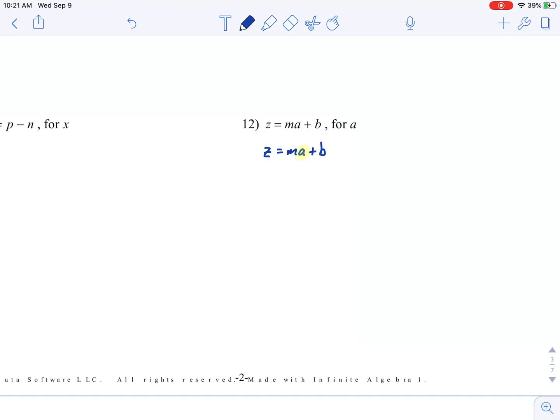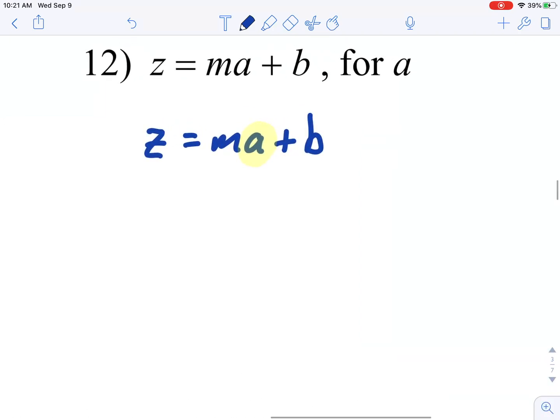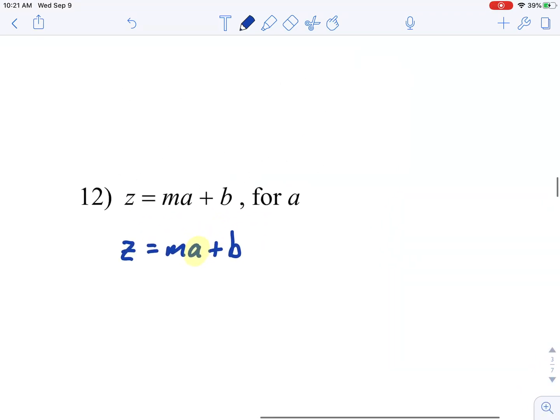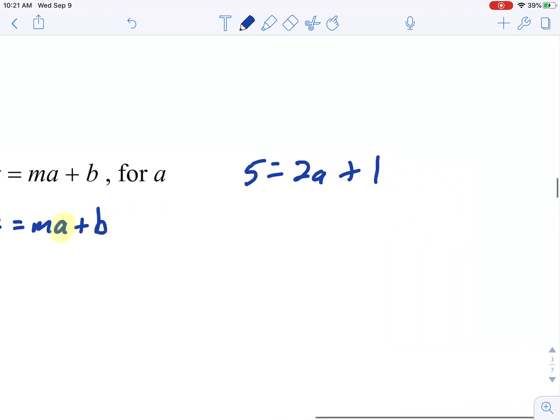Okay, so this one's going to take a couple of steps. If I want to isolate a, I'm going to need to cancel out the m, cancel out the b, I'm going to do whatever it takes to do that. Now, if these were numbers, let's change everything to numbers. Let's say I had 5 equals 2a plus 1. So it was like yesterday, a regular equation, not a literal equation.